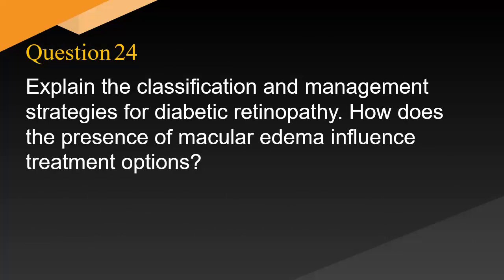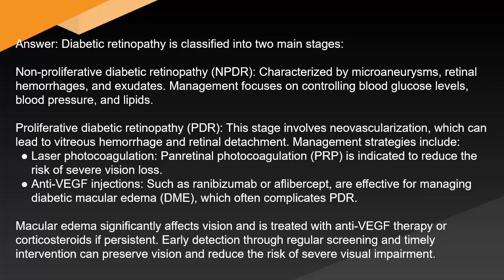Explain the classification and management strategies for diabetic retinopathy. How does the presence of macular edema influence treatment options? Answer: diabetic retinopathy is classified into two main stages: non-proliferative diabetic retinopathy (NPDR), characterized by microaneurysms, retinal hemorrhages, and exudates. Management focuses on controlling blood glucose levels, blood pressure, and lipids. Proliferative diabetic retinopathy (PDR). This stage involves neovascularization, which can lead to vitreous hemorrhage and retinal detachment.